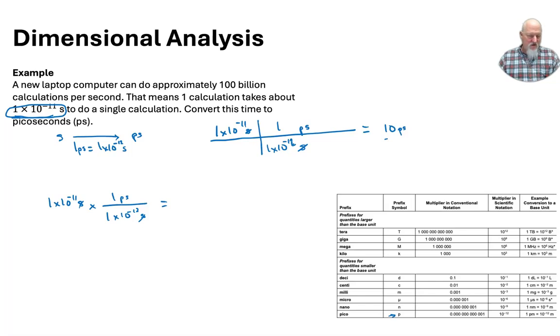Okay, down here would be the same thing. 1 times 10 to the negative 11 seconds divided by 1 times 10 to the negative 12 seconds. This would give me 10 picoseconds also. Doesn't matter if you use the train track or the fraction method, I don't care. You've got to do it one way or the other.